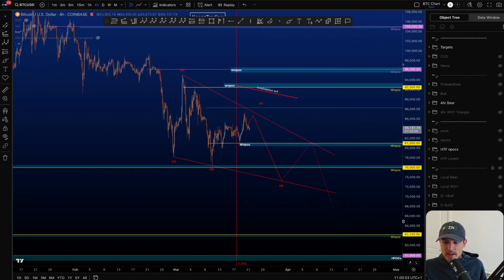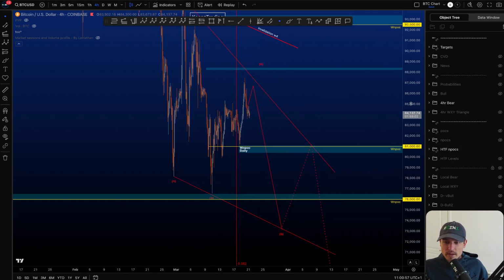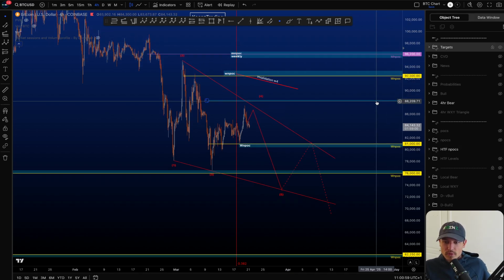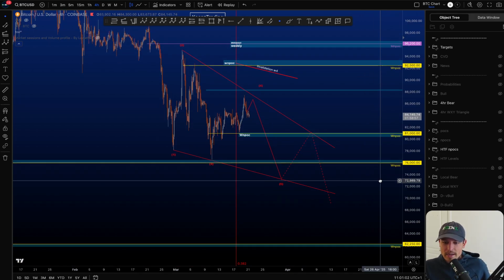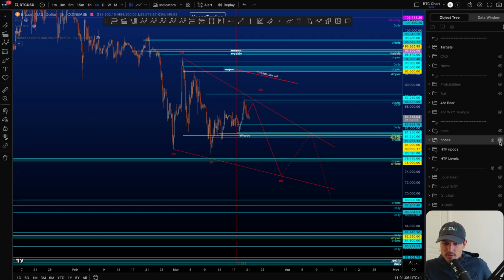None of these have been touched. Even the one here at 81 was just missed by a hair, and we have a monthly naked point of control at 96.2. So it's very interesting. But in this case, the weekly naked point of control at 76 is an interesting support level.